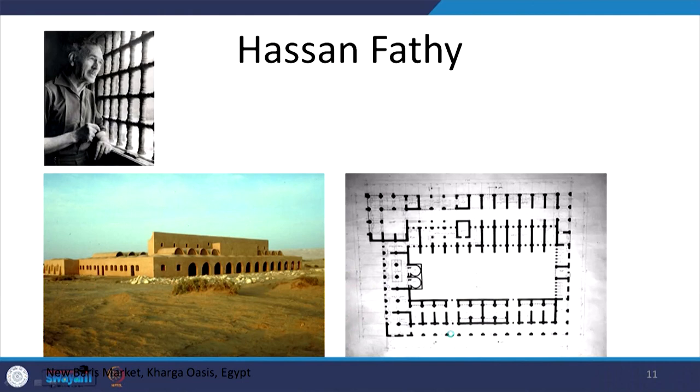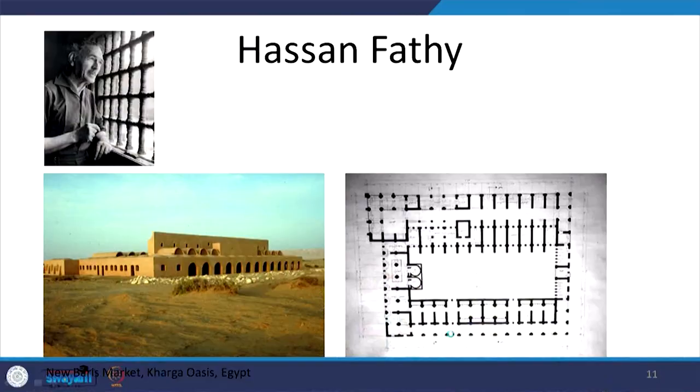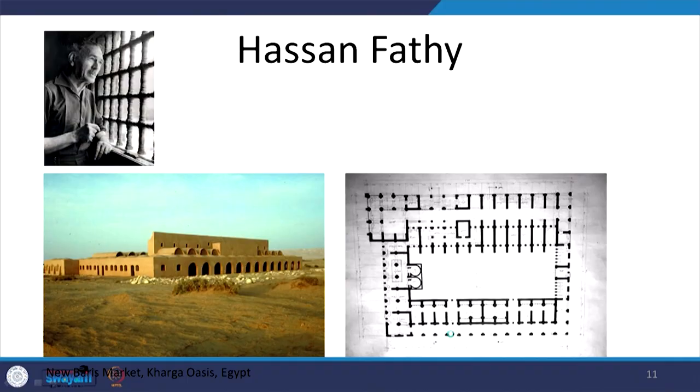Now, some of the architects have understood the concept and the fundamentals of sustainable architecture long before it was being discussed the way we are doing. Sustainable architecture probably was not even a term which was coined at that time when these architects were creating these buildings. One of the most noted architects who worked on sustainable architecture is Hassan Fathy. He was an Egyptian architect, and this particular picture is actually a market in Kharga Oasis in Egypt.